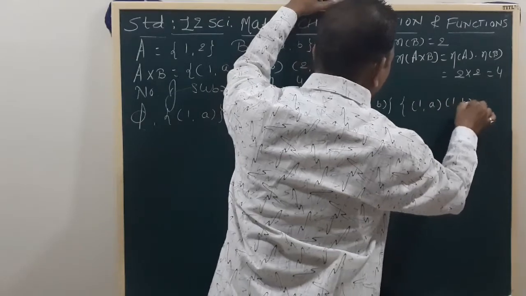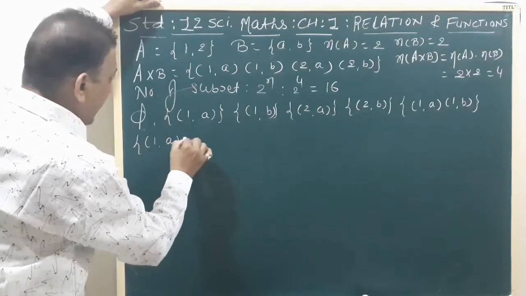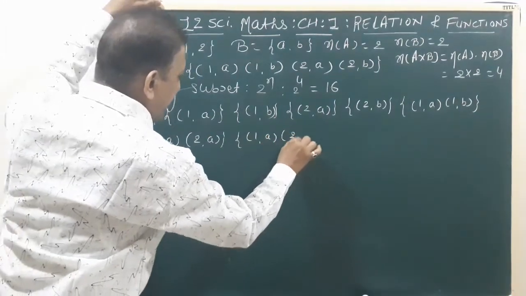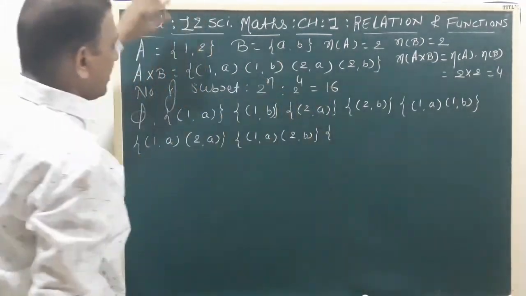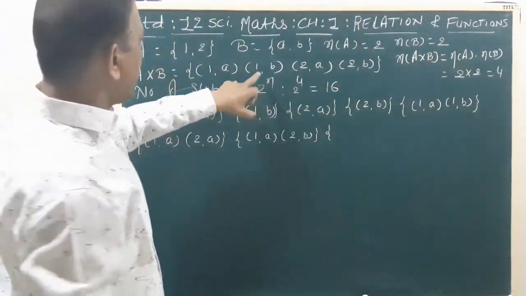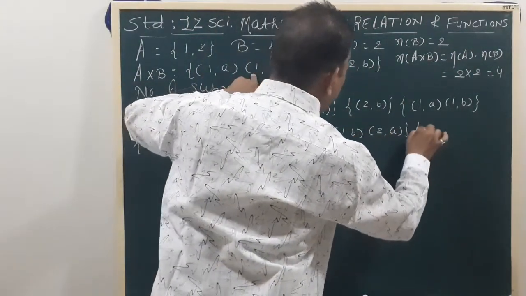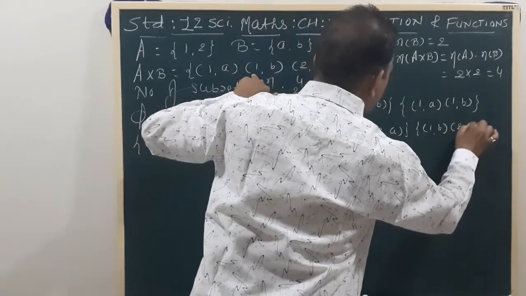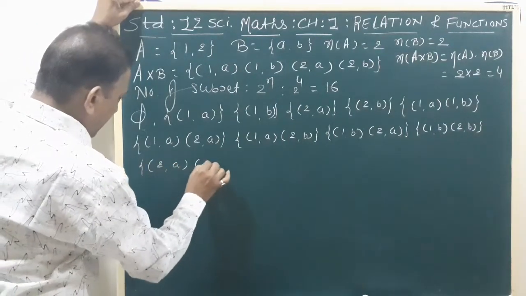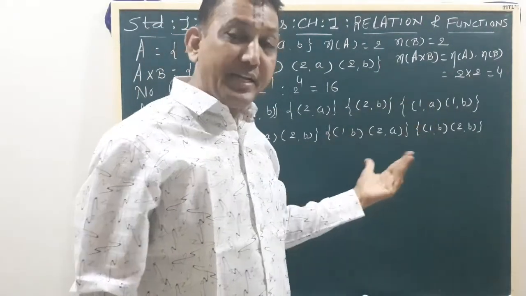(1,a), (1,b). (1,a) is fixed: (1,a), (2,a); (1,a), (2,b). Right? Here (1,a) is fixed: (1,a), (1,b); (1,a), (2,a); and (1,a), (2,b). Now (1,b) is fixed: (1,b), (2,a); (1,b), (2,b). Now (2,a) is fixed: (2,a), (2,b). We have taken the 2 ordered pair subsets. Now we take the 3 ordered pair subsets.